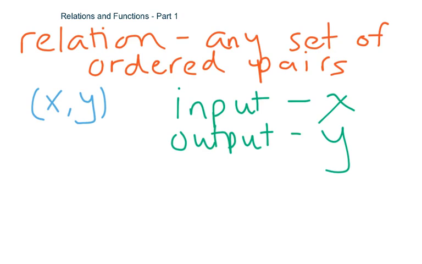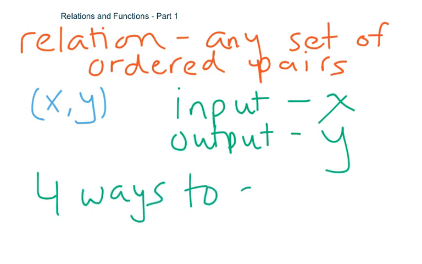And that's kind of an important concept there. So it's any set of ordered pairs. There doesn't necessarily have to be a pattern to the ordered pairs, although usually in math there is a pattern to it because that's really what we study. There are 4 ways that you can display a relation. I think 3 of these you're very familiar with, and the 4th one is going to be new.